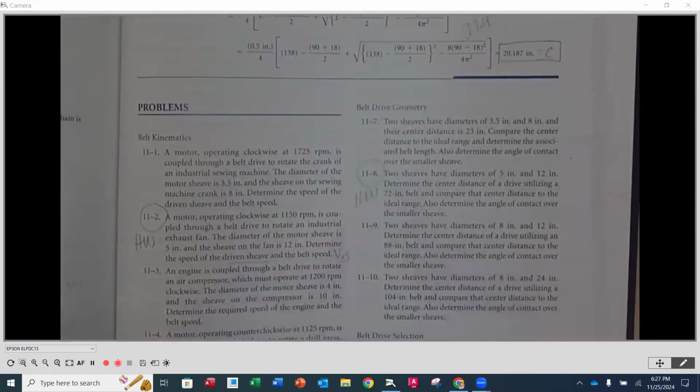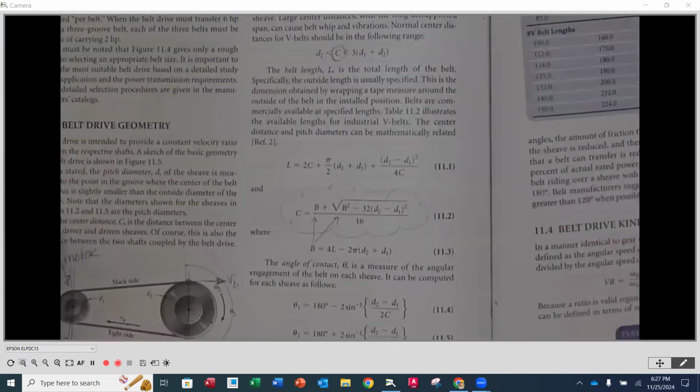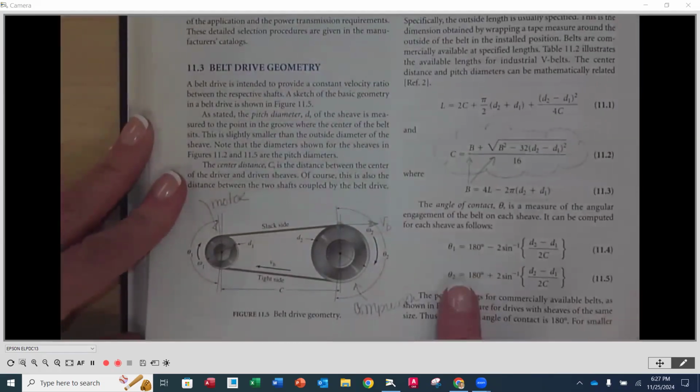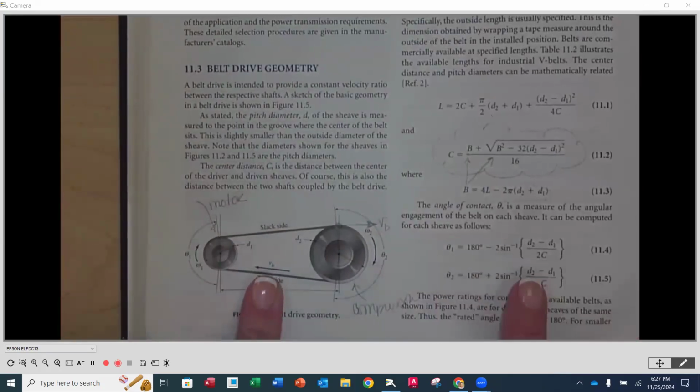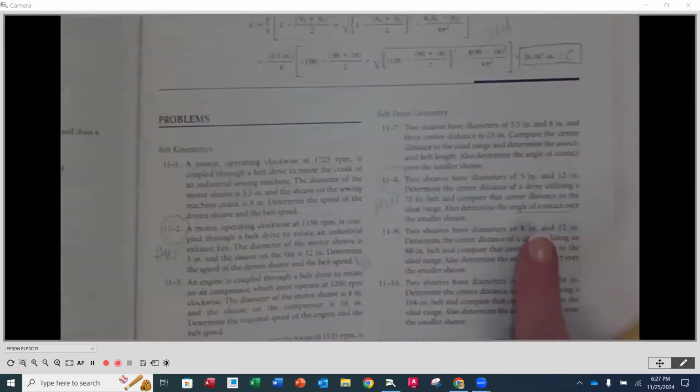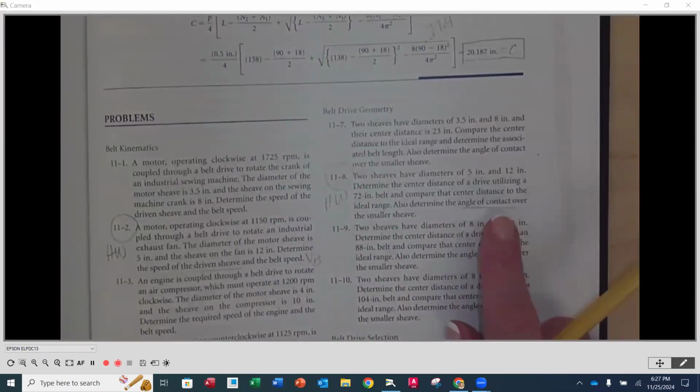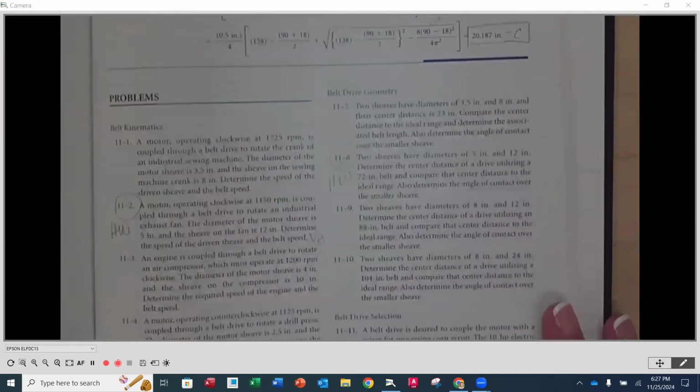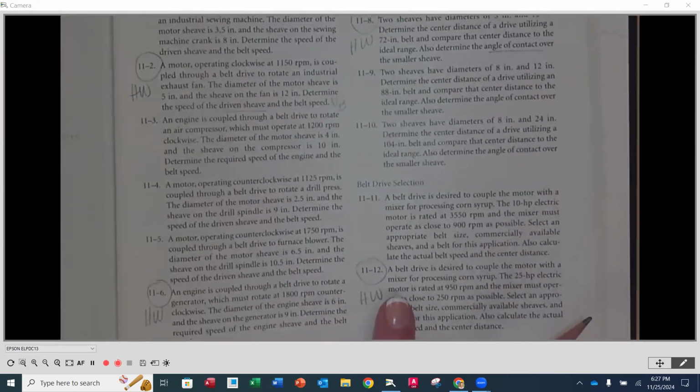11-8. Now in 11-8, they want you to calculate the angle of contact over the smaller sheave. We didn't do that in our examples tonight, but there are 2 equations, theta 1 and theta 2, that refer to this illustration over here. These are the angle of contact. I'm confident that you can do those, so I'm adding those in. Don't not do those, even though we didn't do them as part of our examples. You have what you need to do that with the equations. And then you'll also be able to do 11-12.